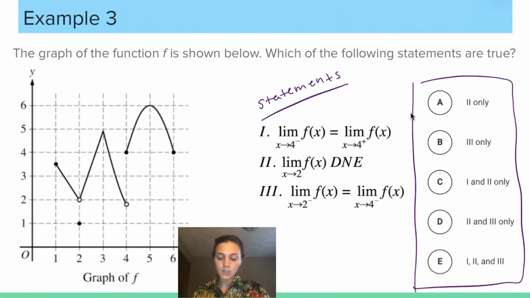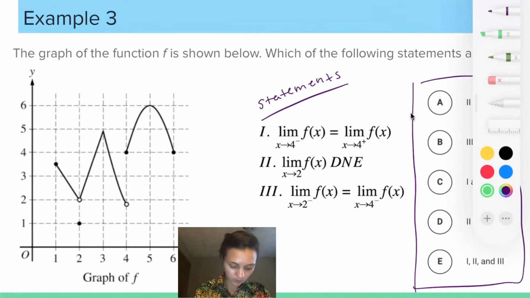So let's just go one by one. I see in part 1, it says the limit as x approaches 4 from the left is equal to the limit as x approaches 4 from the right. So here's 4.